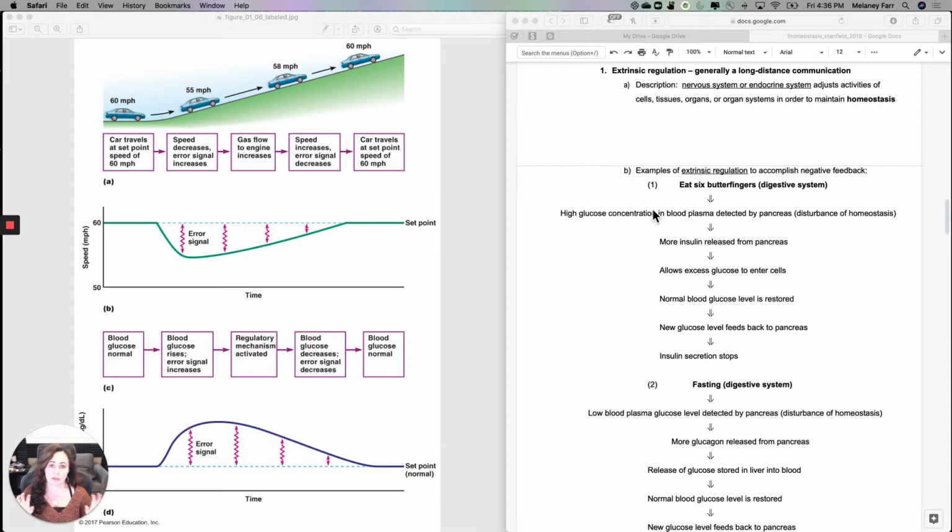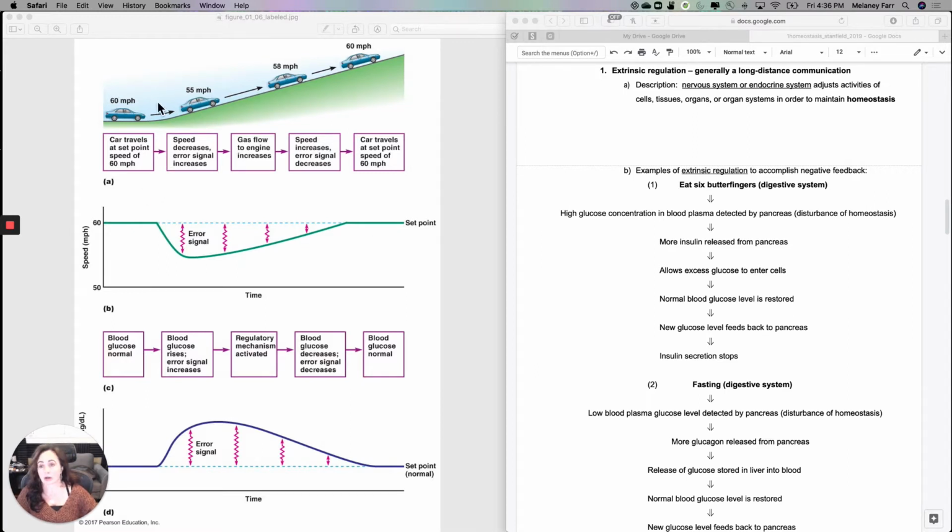So I wanted to remind you what negative feedback is. The purpose of negative feedback is, of course, to maintain homeostasis. We did a couple of examples last time. The example in your textbook involved basically trying to get a car to stay at 60 miles per hour, which is the set point you set for the speed.